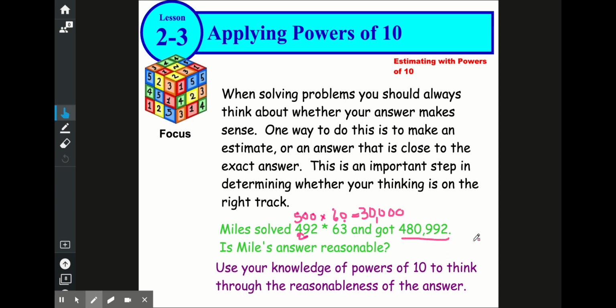He got 480,992. Is that reasonable? Probably not, because this one is in the 100,000s, if you recall the place value we talked about in lesson 1, and this is only in the 10,000s. Okay, so using those powers of 10 numbers, I am able to round and estimate to decide.